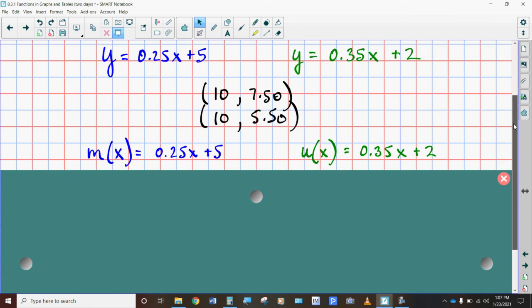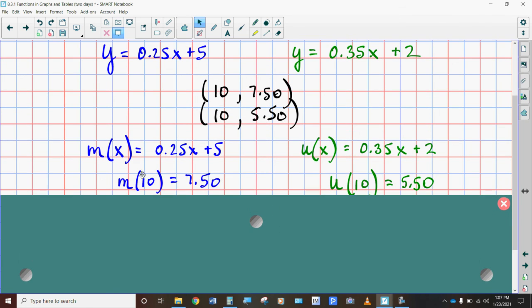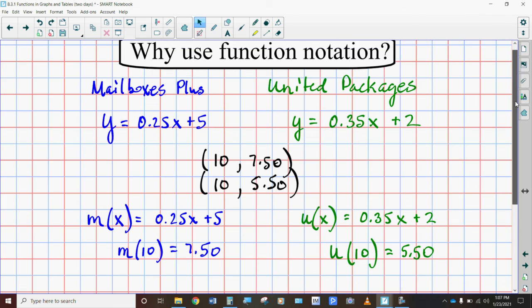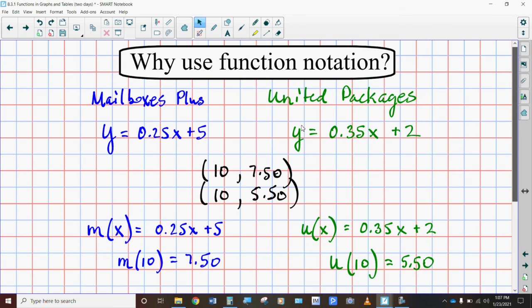So now I present to you the same piece of information. The m of 10 is $7.50. We know precisely which company we're talking about. This is how much it's going to cost if you go to Mailboxes Plus with a 10-ounce package. u of 10 is equal to $5.50. This tells us how much it's going to cost when you go to United Packages. If you ship a 10-ounce package, it's going to cost you $5.50. So that's essentially the reason why so many mathematicians like using function notation, because you could have 3 or 4 different rules with 3 or 4 different situations, and by using the m of x or the g of x or the u of x or the f of x, you know exactly which response goes with which rule because of the way it's designated.